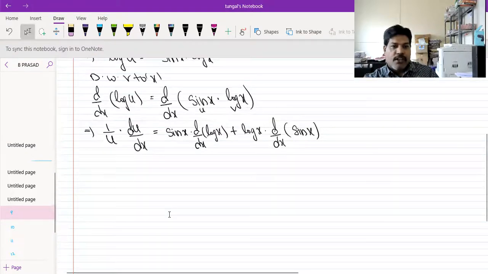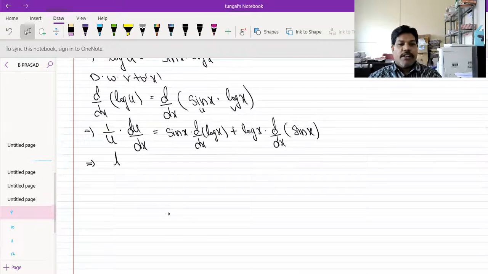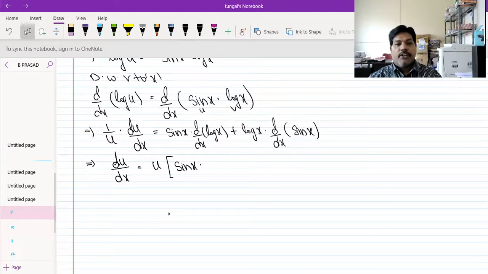Then what happens? Take this u to that side. That implies du by dx is equal to u into, that is nothing but sin x into derivative of log x. Derivative of log x is 1 by x, plus log x into derivative of sin x. What is the derivative of sin x, students? That is cos x.